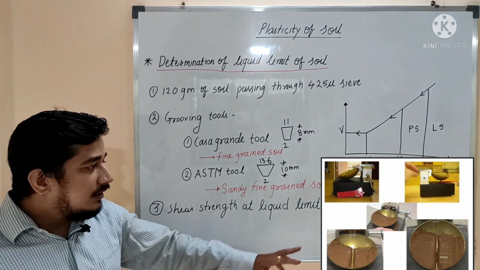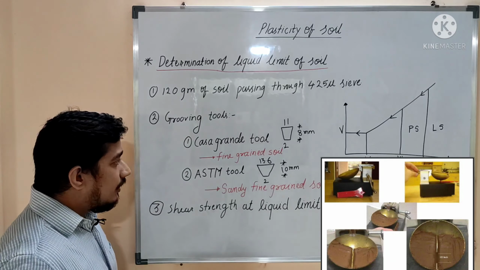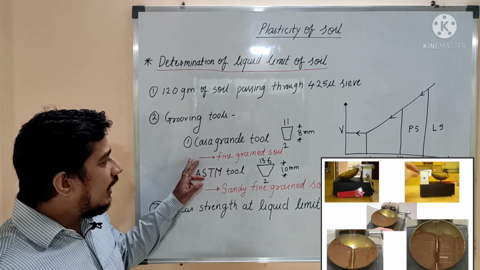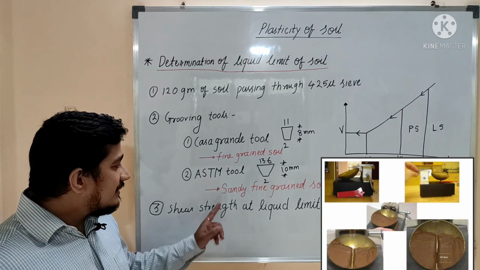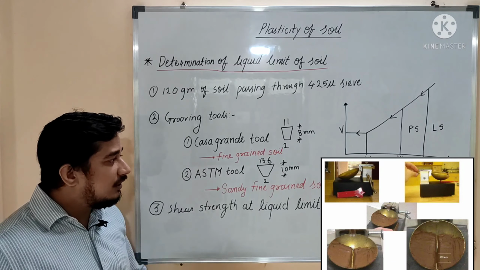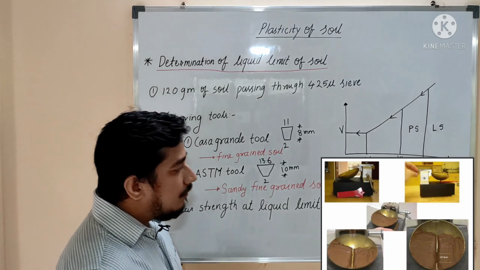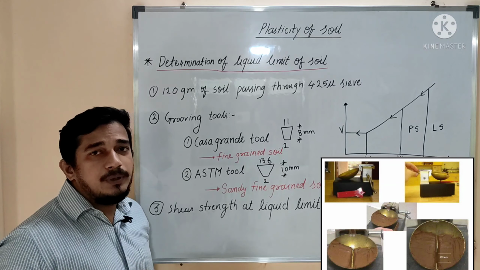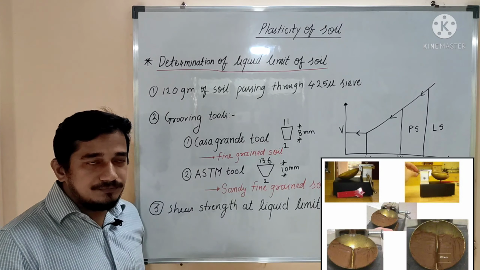Again, the depth of the soil sample in this brass cup will also be decided depending on the type of soil. If the soil is fine grained, then you will have the soil sample with a depth of 8 mm. If your soil is a sandy fine grained soil, then you will arrange the sample with a depth of 10 mm. With this grooving tool we will be making a groove in that soil. That groove will be perpendicular to the direction of your rotation.